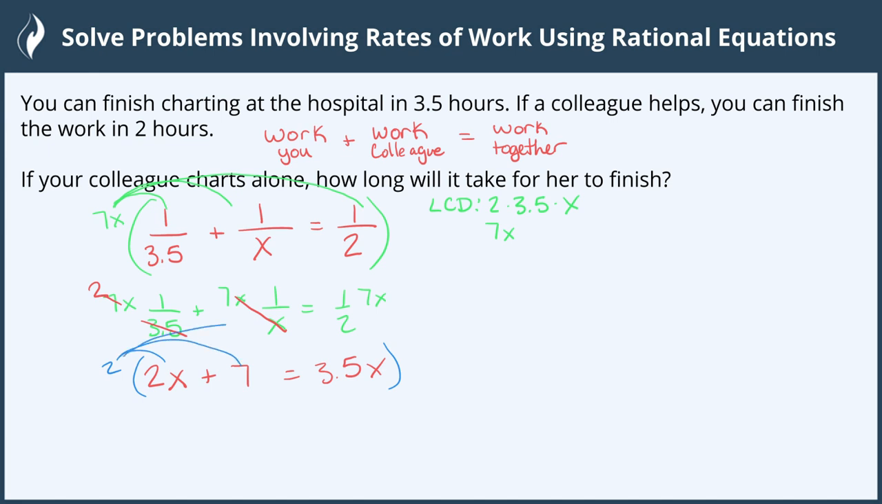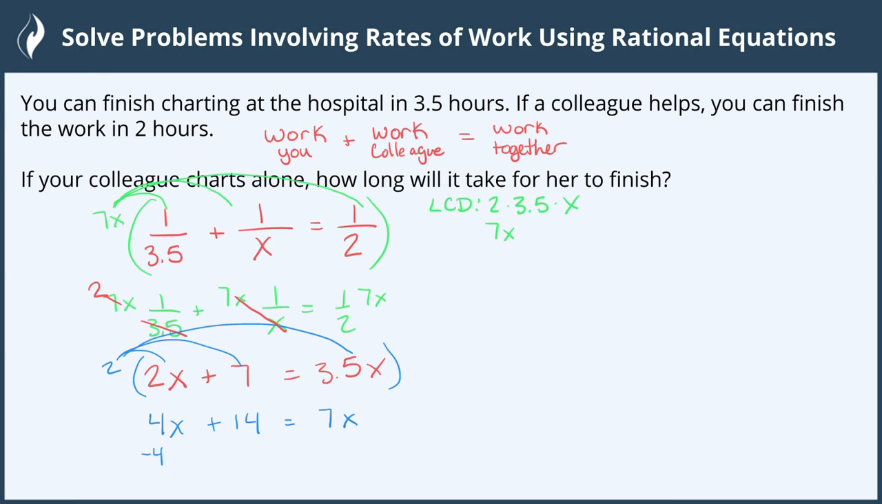Multiplying by 2, again, will distribute. 2 times 2 is 4x. 2 times 7 is 14. And 2 times 3.5 is 7. 3.5 plus 3.5 is 7x. Now we don't have any more decimals or fractions, and we can just move forward by solving for the variable.